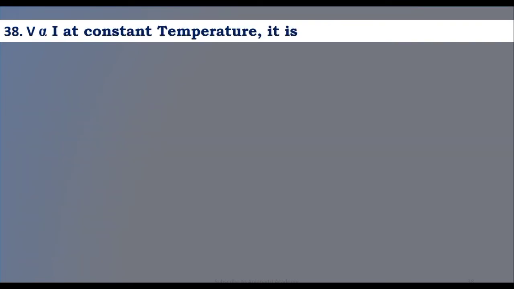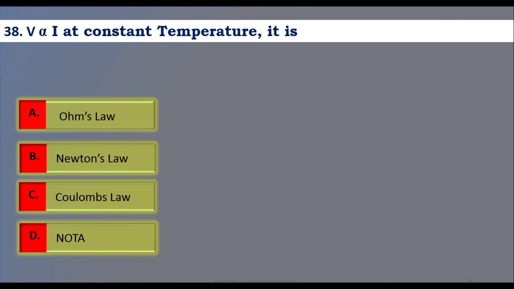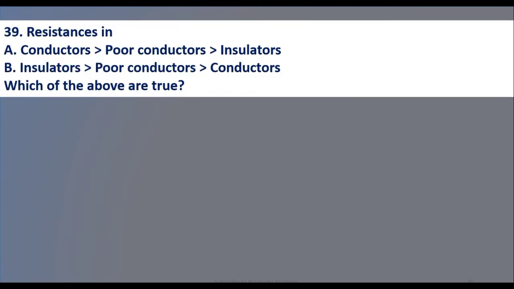V is directly proportional to I, means voltage is directly proportional to current. That is, potential difference is directly proportional to current at constant temperature. It is Ohm's law, Newton's law, Coulomb's law, none of the above. Yes, it is Ohm's law. Option A is the right answer.